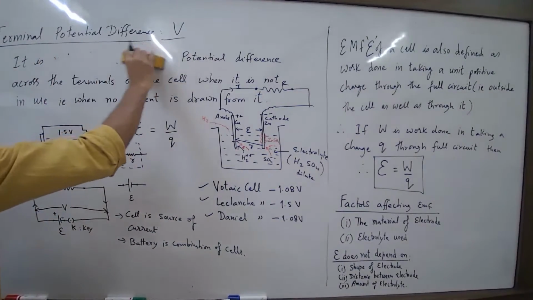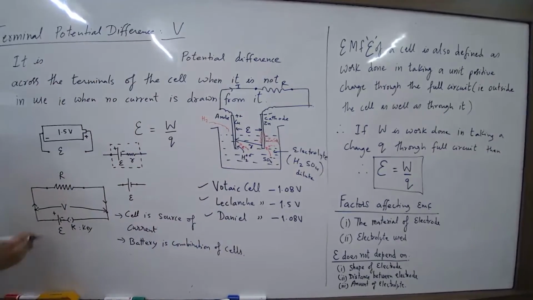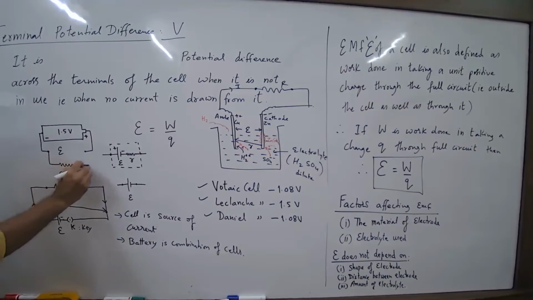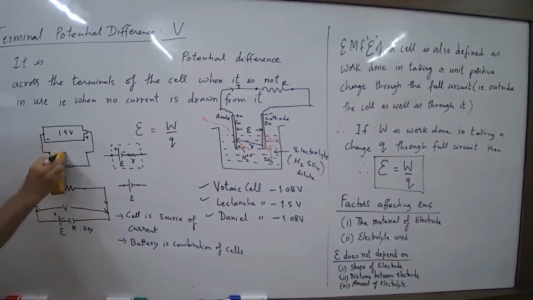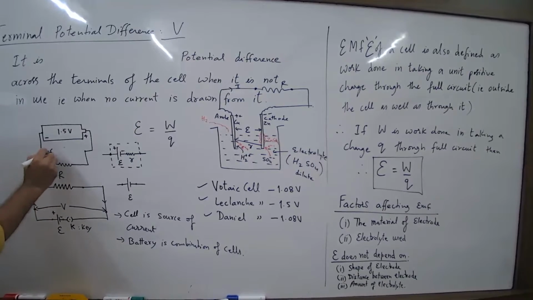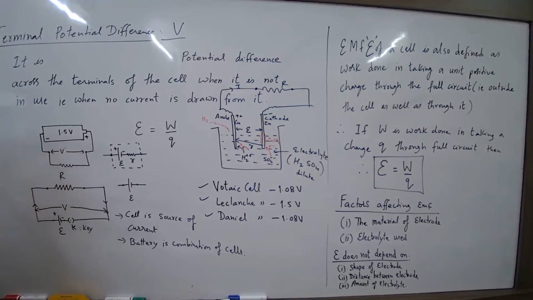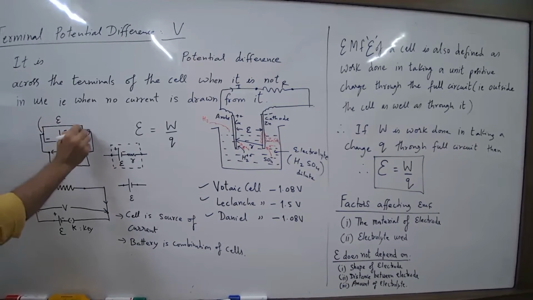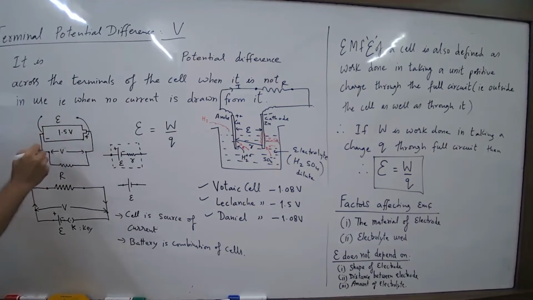So there are 2 points, any 2 points outside the cell. See, when the cell is in use, let us say it is connected in the circuit now, then this potential difference is V now. What is E? When it was not in use. Now it is connected to R. Okay?